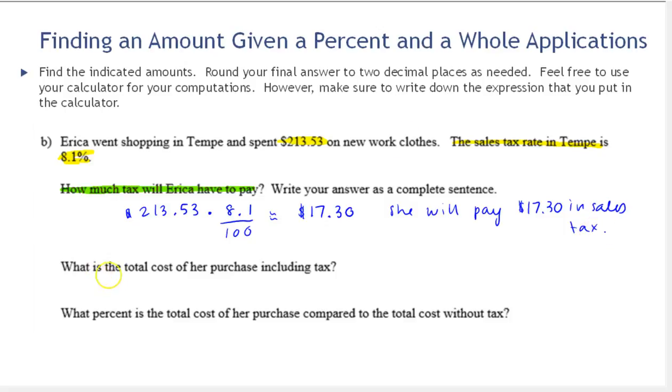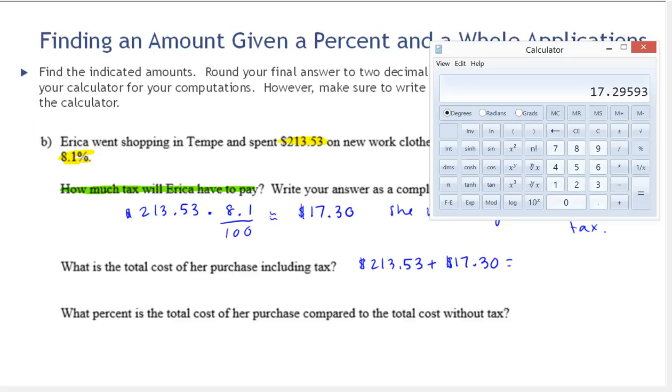Next, we're asked, what is the total cost of her purchase including tax? Well, we have the cost of her clothes is $213.53 plus the cost of the tax, which is $17.30, and those two amounts combined, adding them together, gives us $230.83.